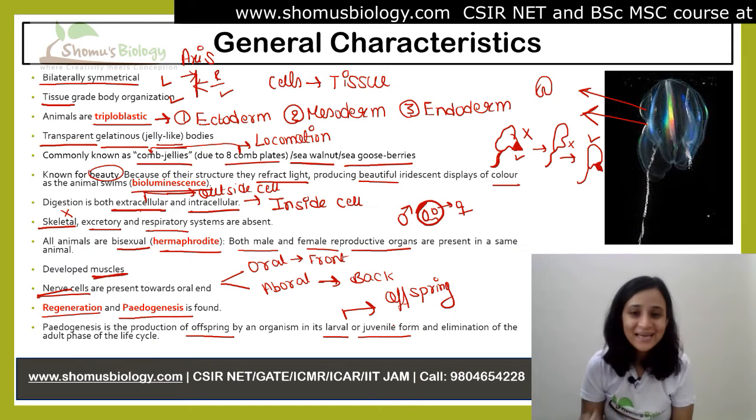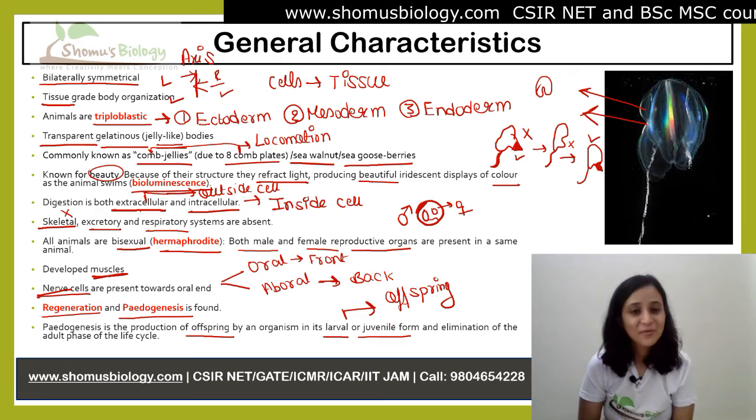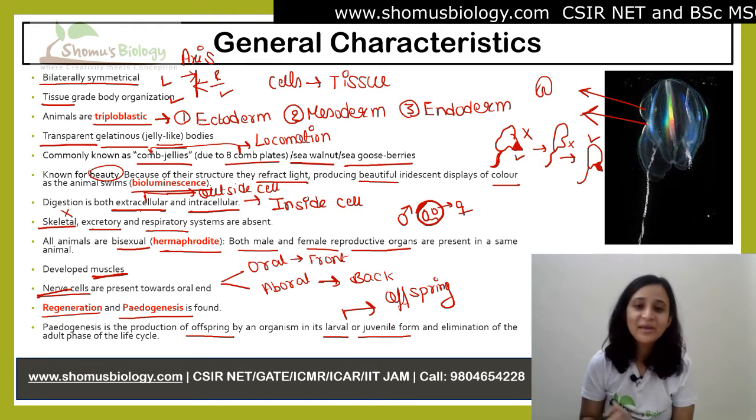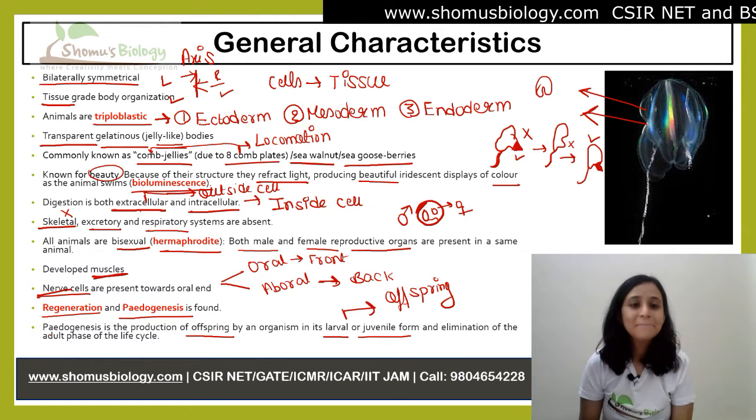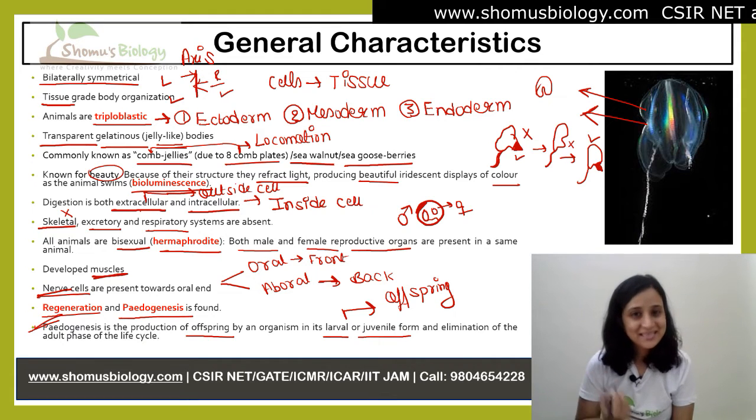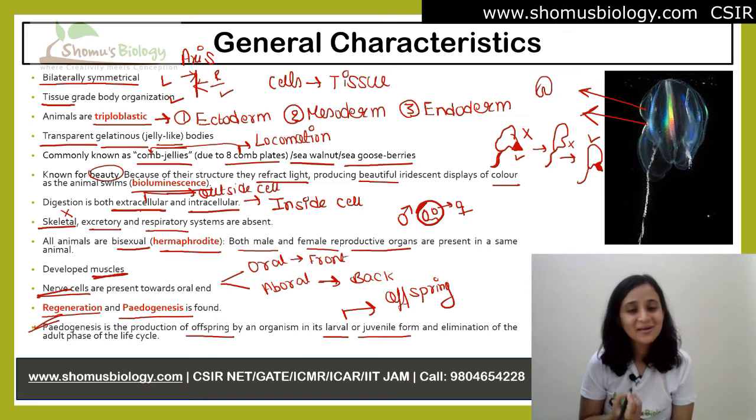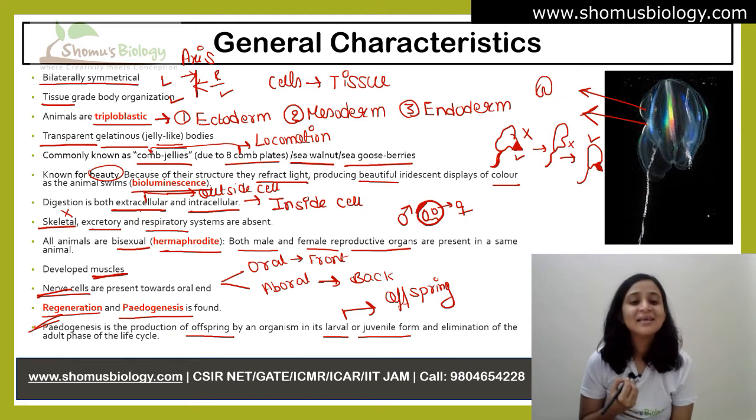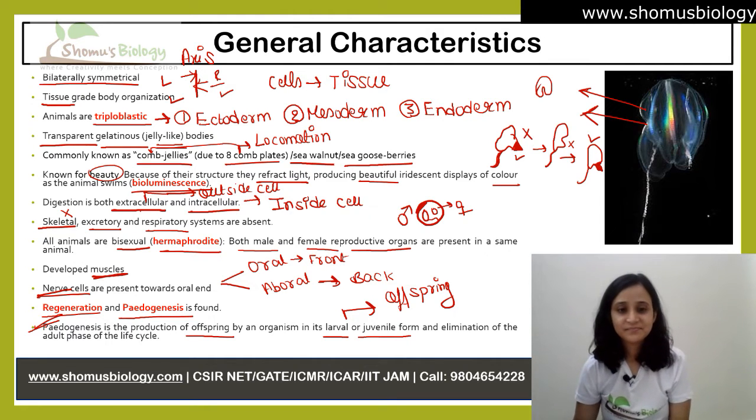So they don't need any adult phase of the life cycle for reproduction. From the larva, offspring can be generated directly. This is known as pedogenesis. This is a peculiar thing that happens in these individuals.